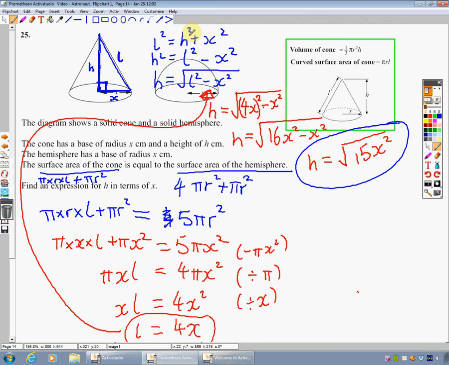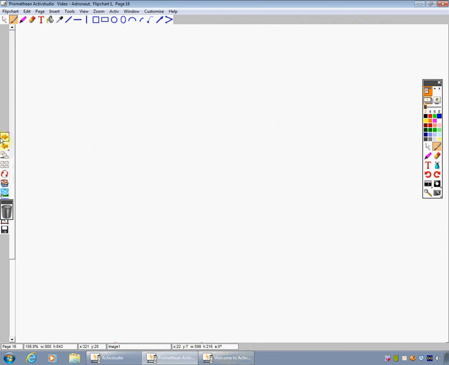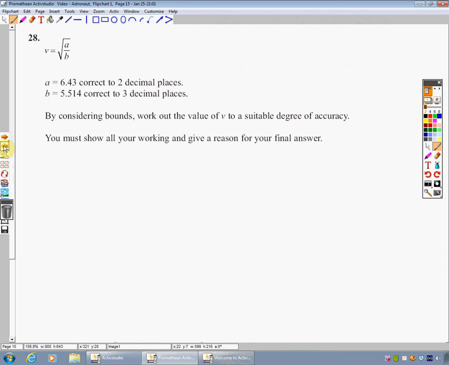V is equal to the square root of A divided by B. A is 6.43 to correct 2 decimal places. B is 5.514 correct to 3 decimal places. By considering bounds, work out the value of V to a suitable degree of accuracy. And now what I want to think about here is what the smallest value V could be and what the maximum value V could be, and take an average of the two. And that's quite a long question, but again, question 28 is one of the last questions on an exam. You're going to have to do some work for it, so it's going to be worth a lot of marks.